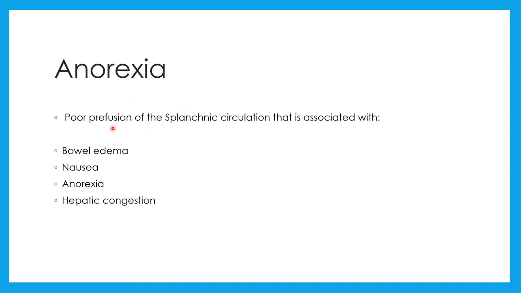Anorexia. The individual will no longer have good diets anymore because they're not interested in eating, because there will be poor perfusion of the splenic circulation. And that will be associated with bowel edema, nausea, anorexia, and hepatic congestion. So it's not their fault. It's because there's poor perfusion of the splenic circulation.